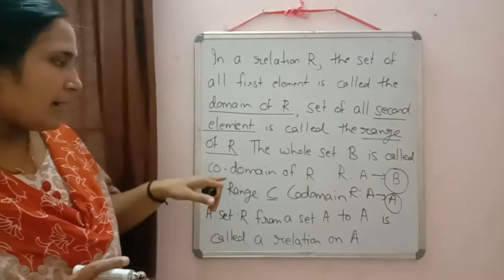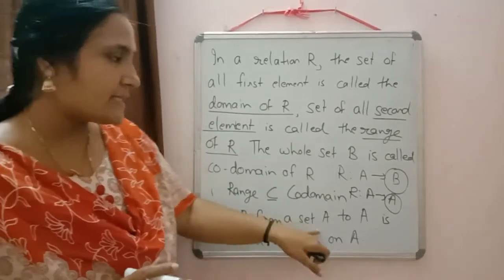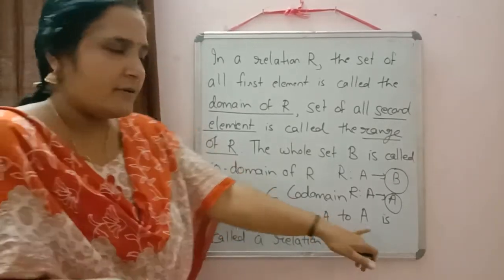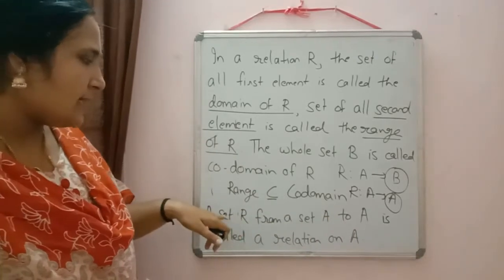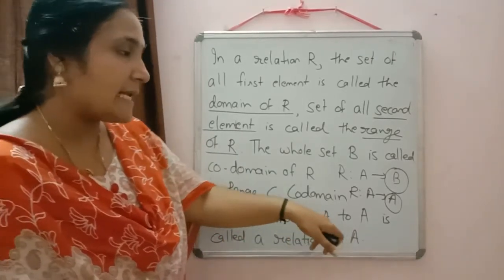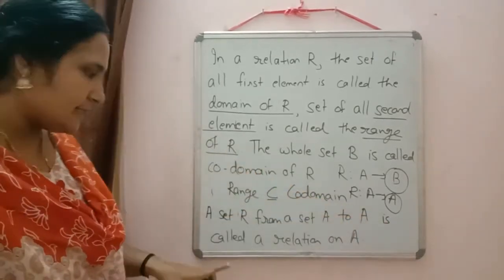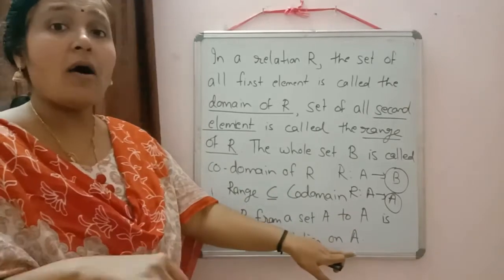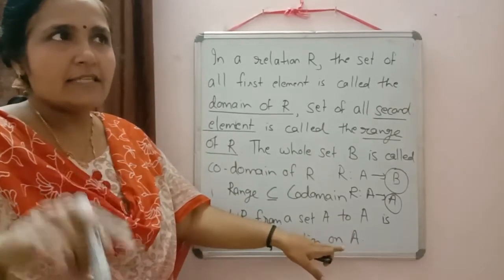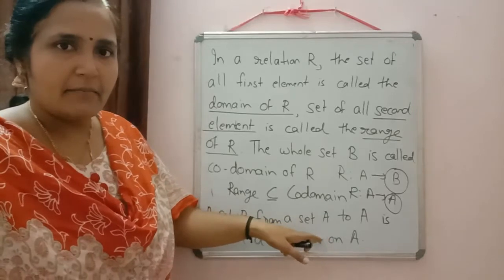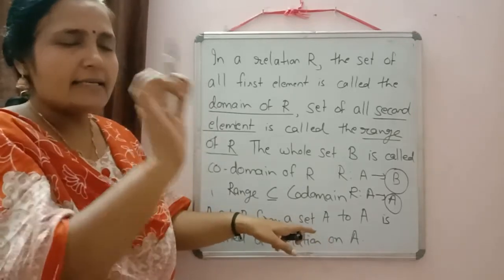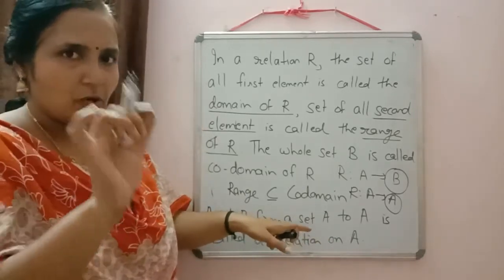So if I am defining a relation R from a set A to set A itself, you don't have to say it in this way, R is a relation from set A to A. You can say in this way, R is a relation on A. So R is a relation on A, if we are saying, means that R is a relation from set A to A.